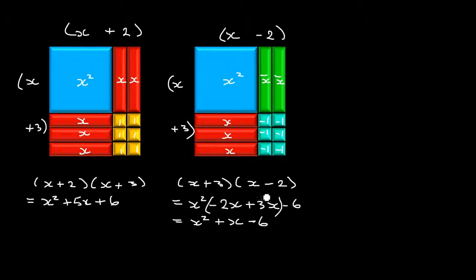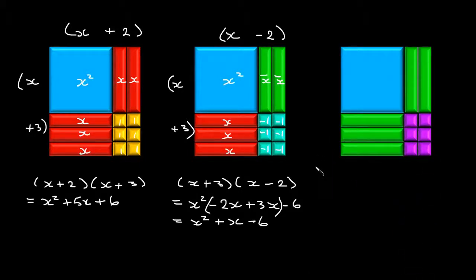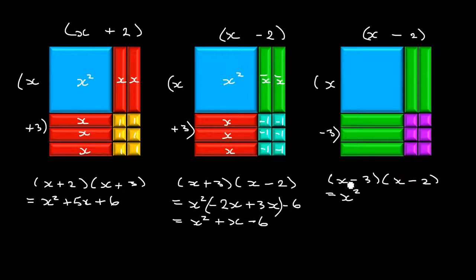But just to complete what we're doing here, I want to look at the other variation on this, which is when you have two negatives. So in this case, what have we got? We've got x minus 2 again. And here we've got x minus 3. Okay. So multiplying that out, x minus 3, x minus 2. We've got x squared minus 2x minus 3x plus 6 now.